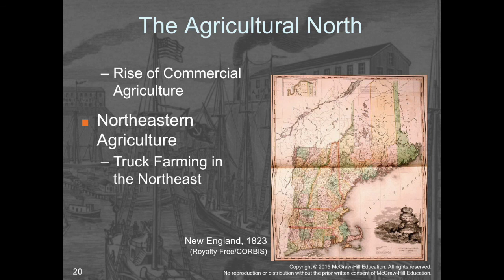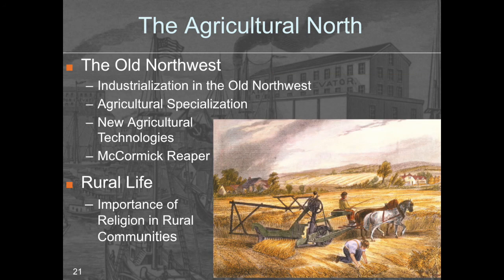Northeastern agriculture still maintained itself through truck farming, which is basically where they grew stuff specifically to transport to and sell in the big cities. Refrigeration wasn't much of a thing, so getting fresh fruit, veggies, and dairy helped sustain agriculture in the Northeast to a degree. In the old Northwest, which again is now the Midwest, industrialism began to emerge in centers of agricultural trade like Cleveland, Cincinnati, and of course the mighty and magnificent city of Chicago.